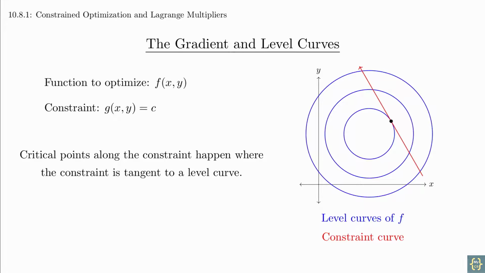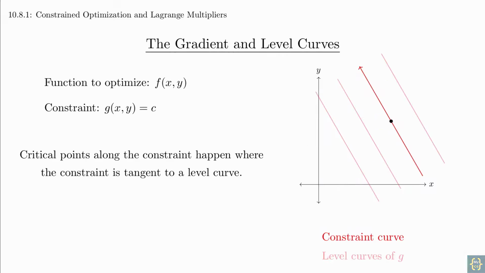Recall that the gradient of f is a vector that points perpendicular to the level curves of f. Let's focus on the gradient at the point of tangency. That vector is going to be perpendicular to the level curve, which means that it's also perpendicular to the constraint curve. We want to find another representation of the direction that's perpendicular to the constraint curve at that point.